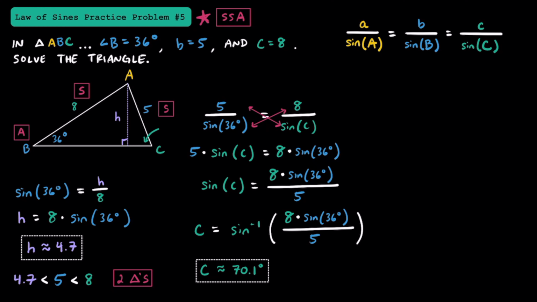Now that we know that this angle right here is 70.1 degrees, we can use that along with the 36 degrees we already have, add them together, and subtract them from 180. In doing so, we find out this angle A here is going to be 73.9 degrees.